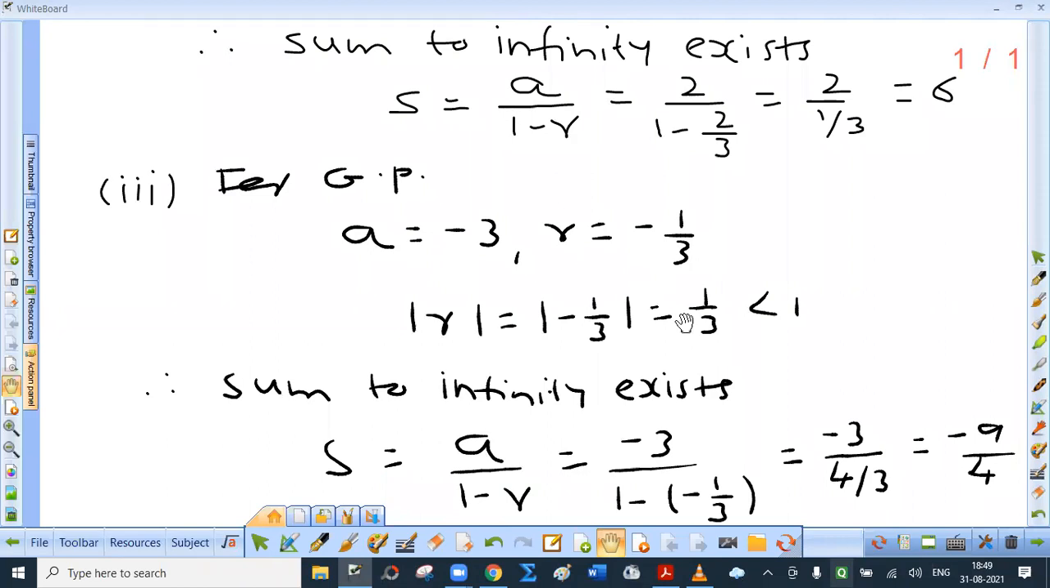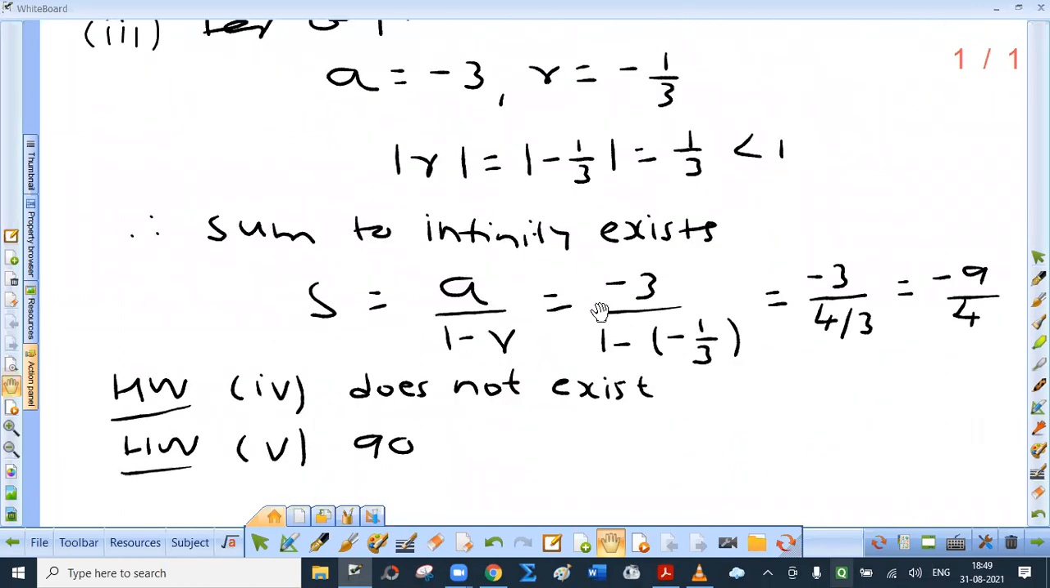Now you may argue, but minus 1 by 3 is less than 1. See, if r is say minus 11, it is less than 1. But here sum to infinity doesn't exist, because mod of minus 11 is 11, which is greater than 1. So you have to find modulus. So it is 1 by 3. Now you have to say, yes, it is less than 1, sum to infinity exists.